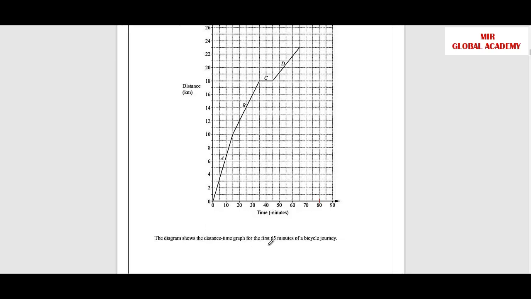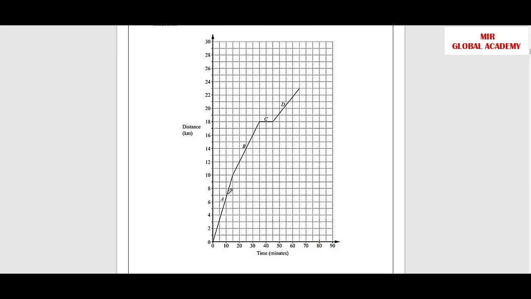The diagram shows the distance time graph for the first 65 minutes of a bicycle journey. There are 4 different parts of the journey labeled A, B, C and D. Write down the part of the journey with the fastest speed.